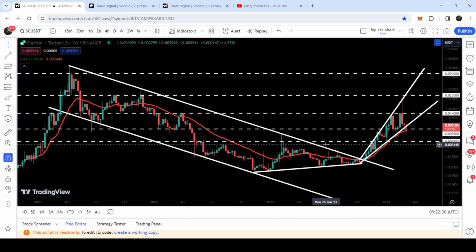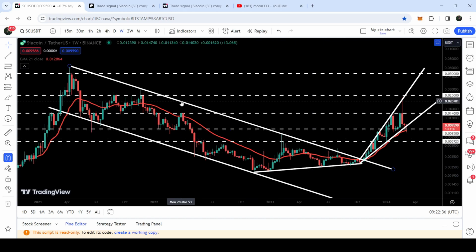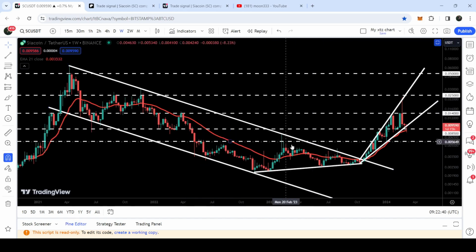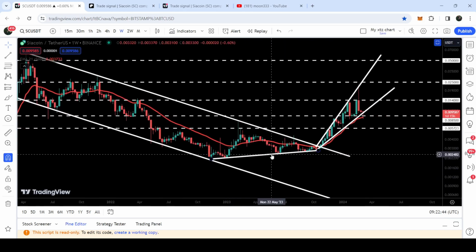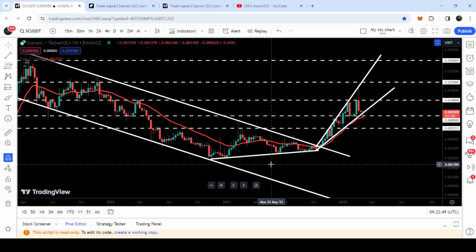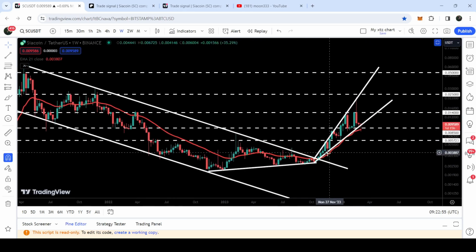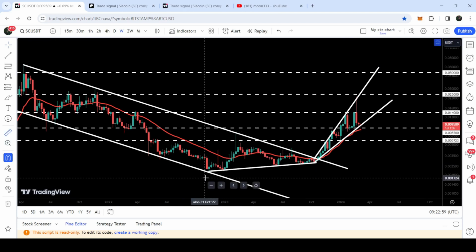Like here we got rejection, here we got another rejection, another rejection. And this was the formation of another symmetrical triangle. The same resistance of this down channel was also acting as a resistance of this symmetrical triangle. And due to this uptrend line support of the triangle, the price line did not test the support of the channel after the month of November 2022. And now after the breakout, you can see that it has rallied very well from this low to this high.